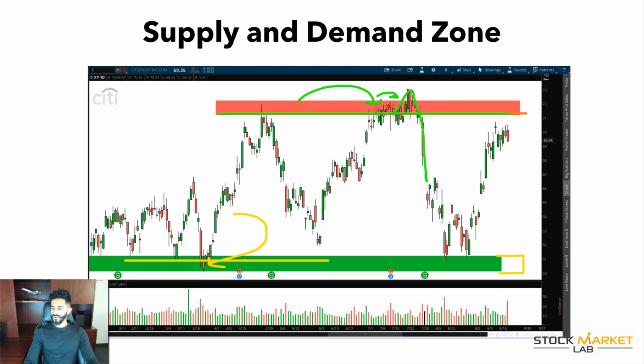Because if you have zones, you now know just because it went down a little bit does not mean it's going to keep going down. It needs to get out of this zone for me to make a trade. It needs to get out of this zone for me to get in the trade. You can see here, it gets out of the zone for 1 day, and what happens right after? Boom, gets rejected.